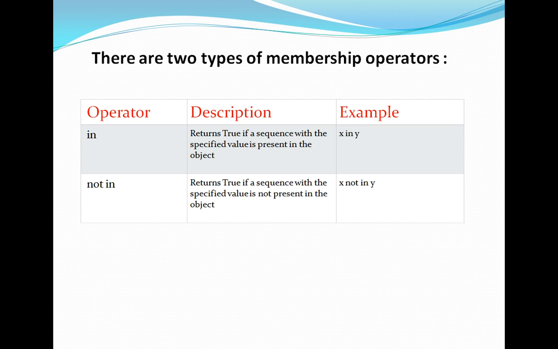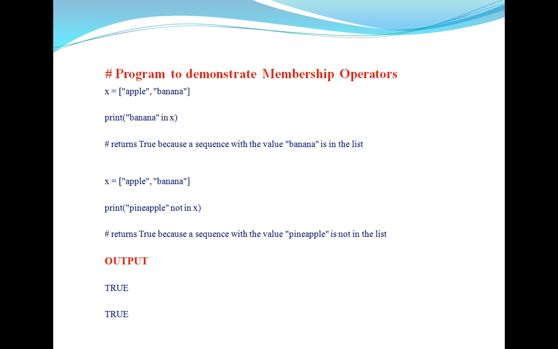So in this example we have taken a list, x is equal to apple and banana, and we are printing banana in x. This will return true because banana is present in the list, because in the list you have two elements, apple and banana. That means it will return you true.